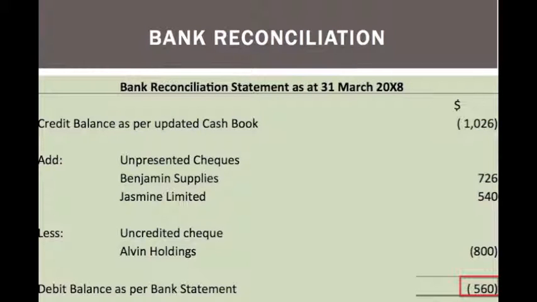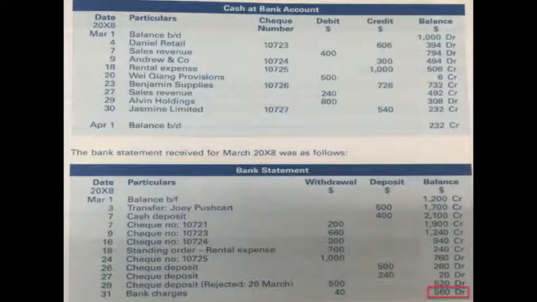Because the updated cash book started with a negative balance, we'll have negative 1026. You add back all your unpresented checks, you less off whatever is uncredited checks. This will still give you a negative balance of 560. If it is a negative balance in your bank statement, it should be a debit balance. And then we check back in our bank statement, it is actually indeed 560 debit. So as the name suggests, it reconciled. That's why we actually use this word bank reconciliation.